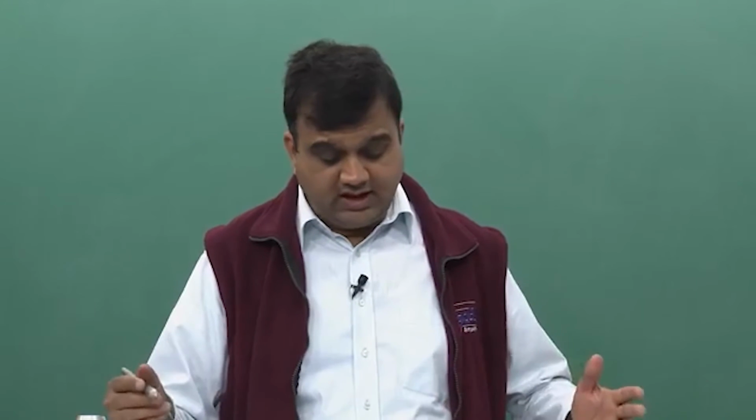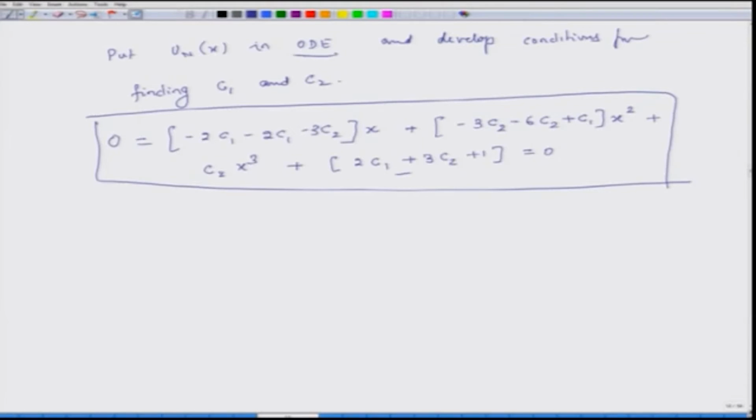Now, that can happen only if each term is individually 0, right? Only then it can be true for all possible values of x, otherwise it is not possible. That is the only thing. So, from that, now I have what? 1, 2, 3, 4, 4 equations. How many unknowns are there? There are 3 unknowns. Okay. We will write down these equations.